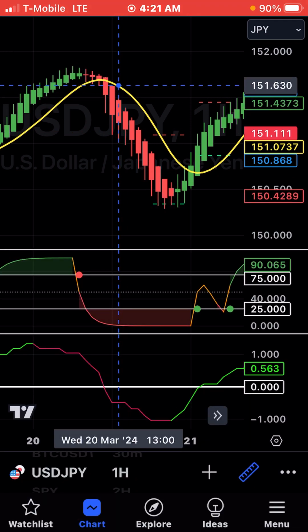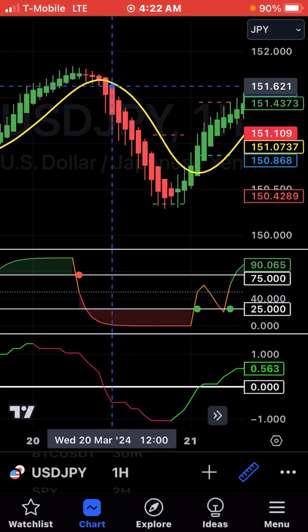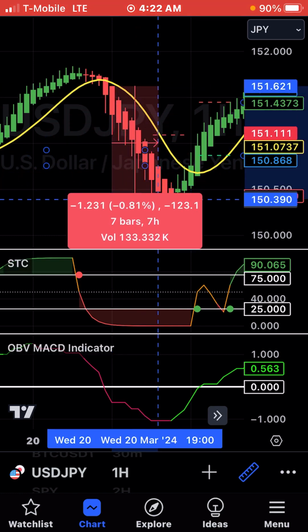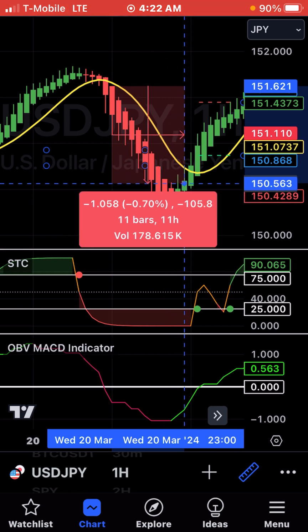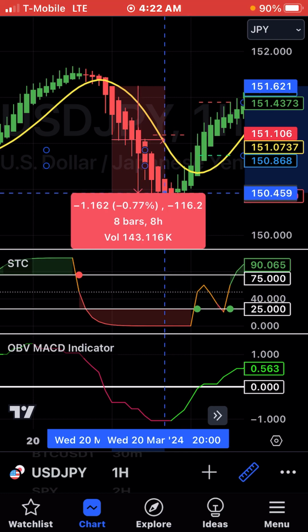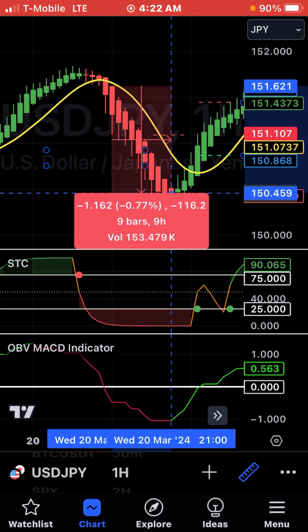Okay, so let's look at this last one right here. We see the red candle below the linear line. We also see that on the MACD, so this would be a good example of getting in. We ride it down until we're in profit or until the green candle goes back in through the linear line, which is right about here. This is a 1,162 pip move.